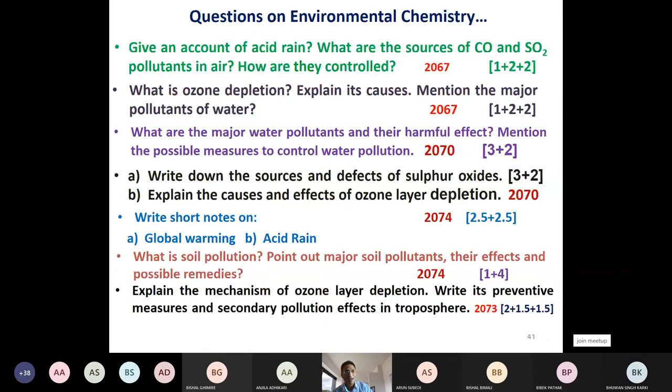And next is give an account of acid rain from water pollution. What are the sources of carbon monoxide and sulfur dioxide pollutants in air? How are they controlled? What is ozone depletion? Explain its causes. Mention the major pollutants of water. Mention the air and water pollution. What are the major water pollutants and their harmful effects? Mention the possible measures to control water pollution.